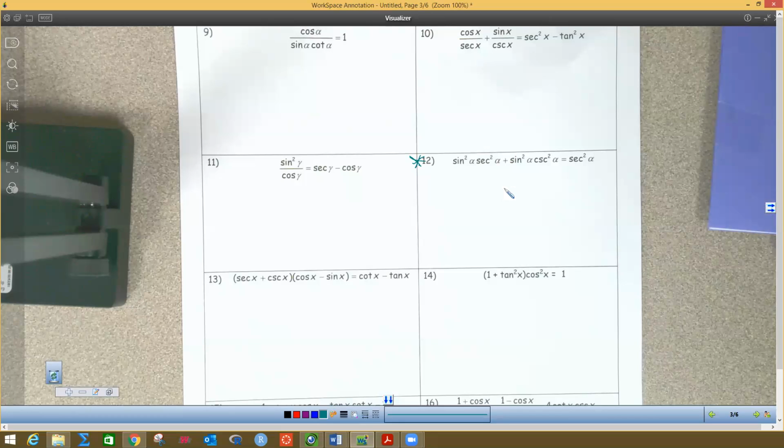All right. I'm going to do what we've been doing the whole time. I'm not going to touch the right side at all. And there's nothing to do to the right side, to be honest with you. So what I'm going to do over here is, guess what I'm going to change everything to? That's right. So I get sine squared x over 1 times 1 over cosine squared x plus sine squared, oh, I put x, sorry, alpha.